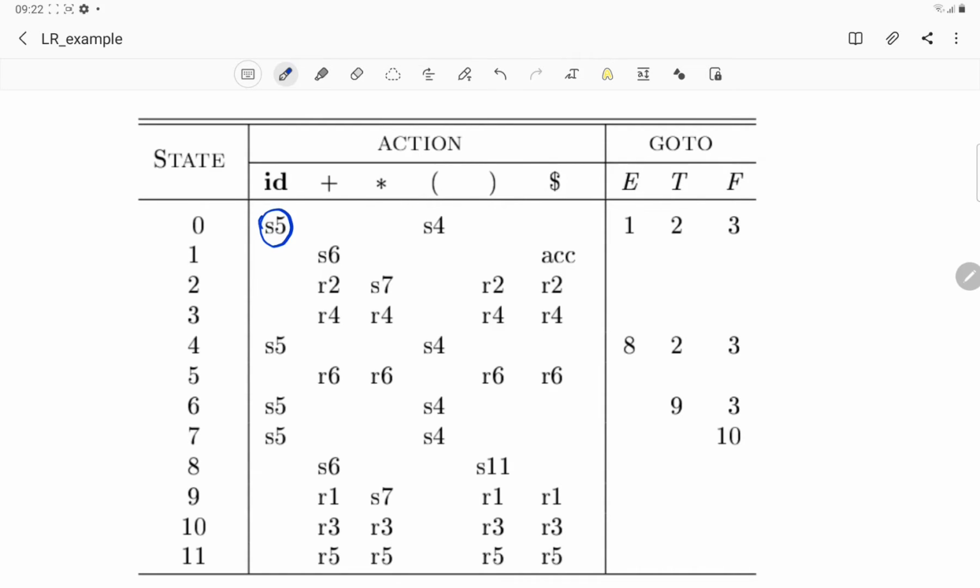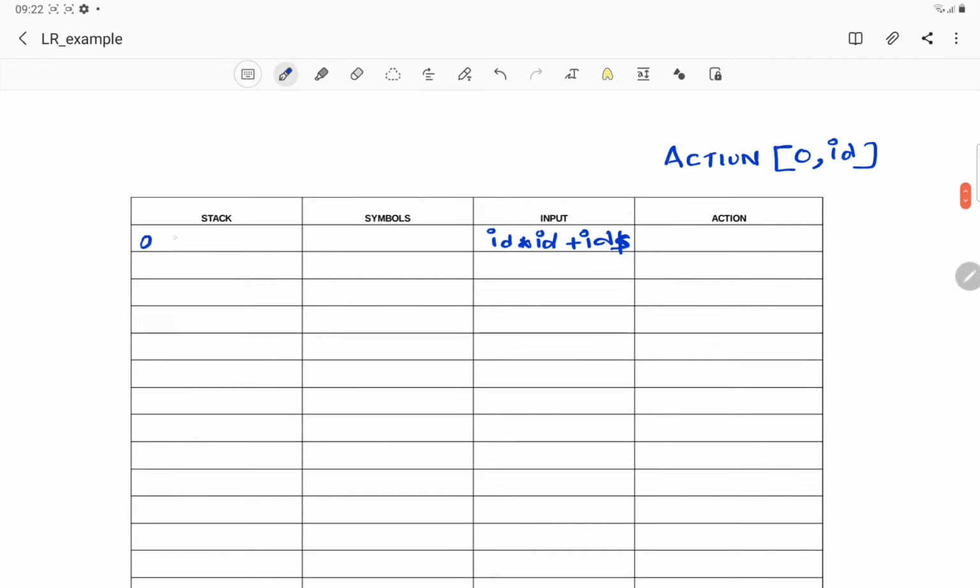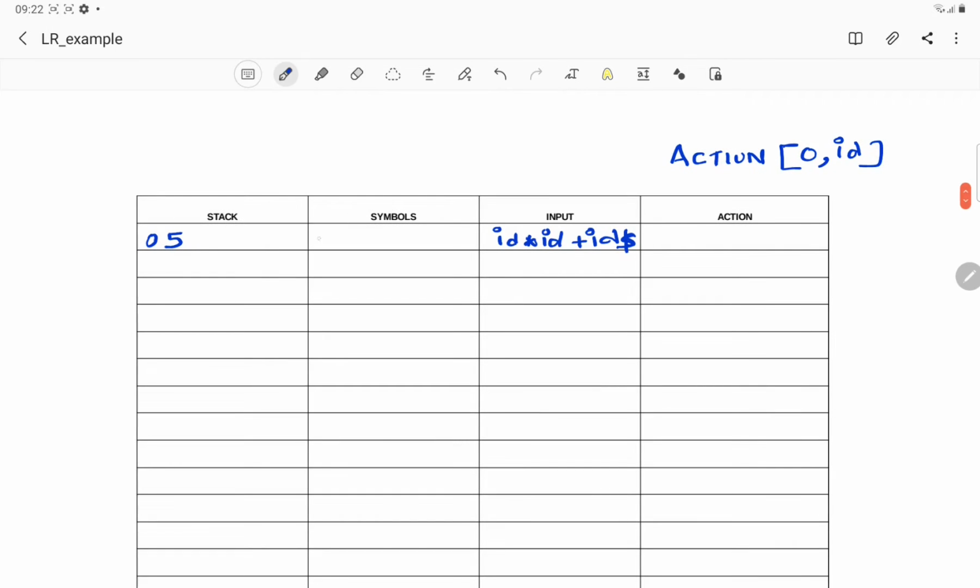That means shift the input symbol, and the next state will be 5. So we have to push 5 onto the stack, and the corresponding symbol will be id, because within the stack we are storing states, and from the state we can recover the corresponding symbols.